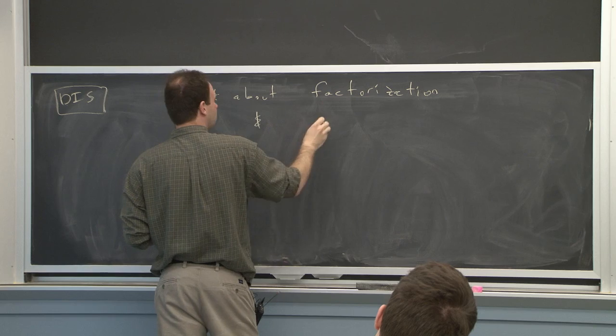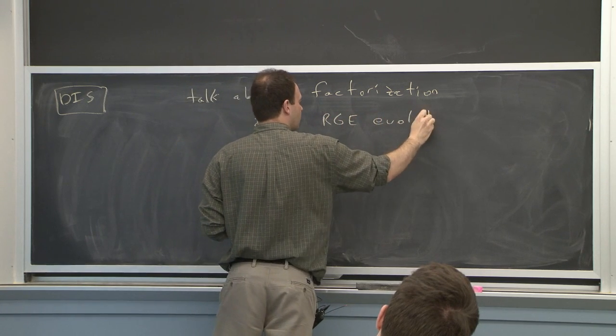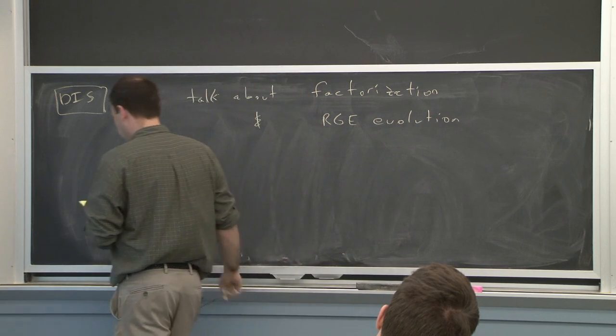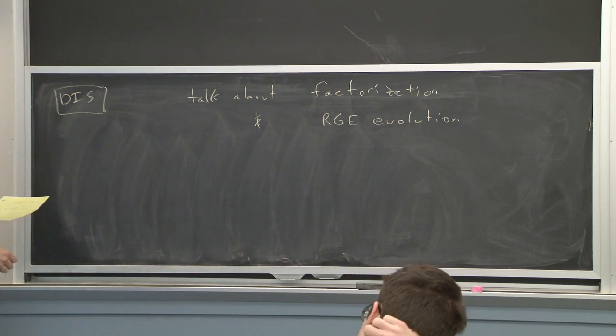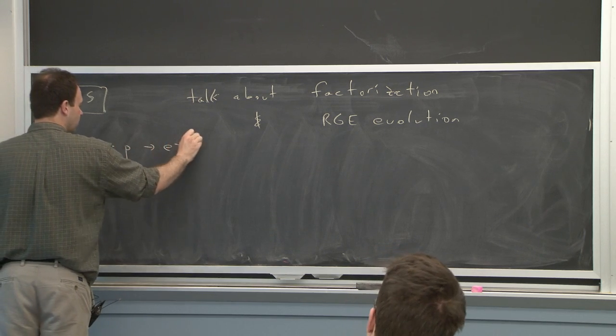And then the renormalization group evolution. So no phenomenology, nothing like that. We'll just talk about these two concepts. So DIS is electron-proton to electron anything.